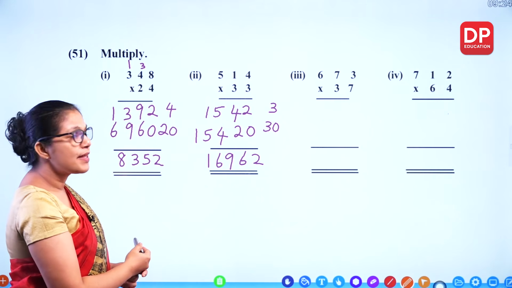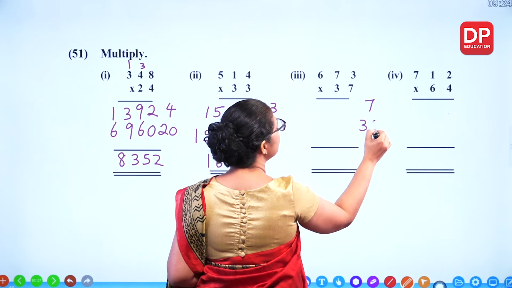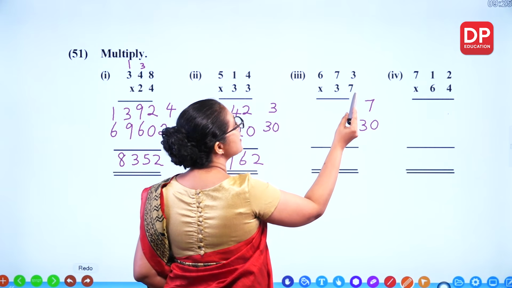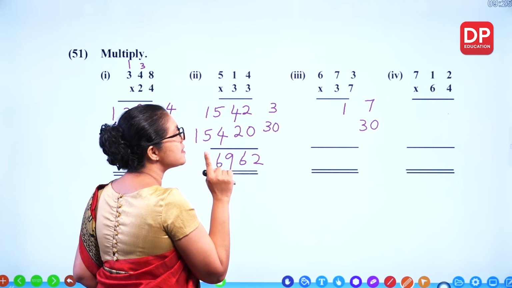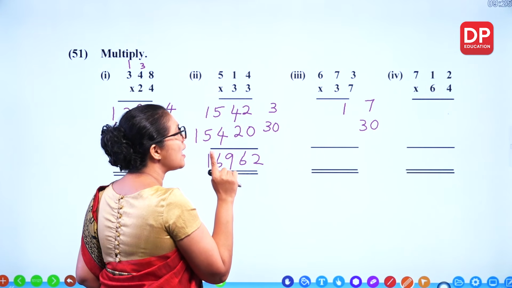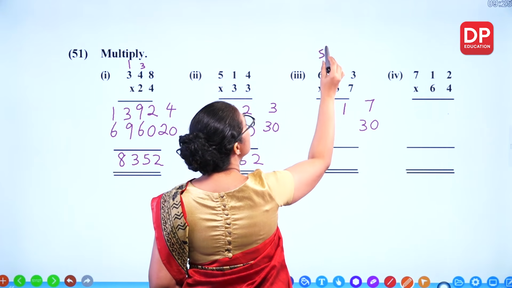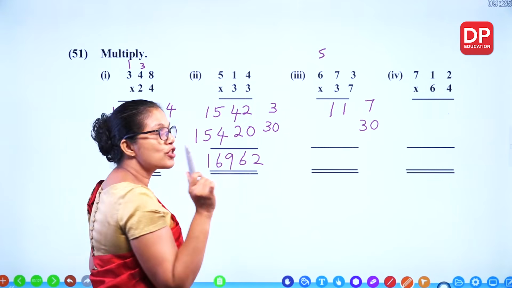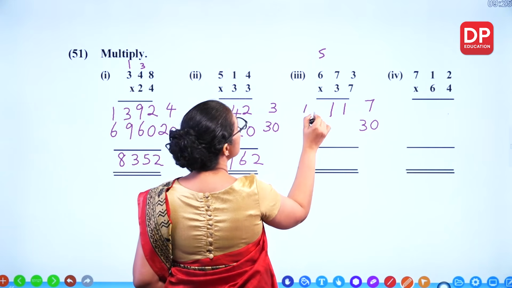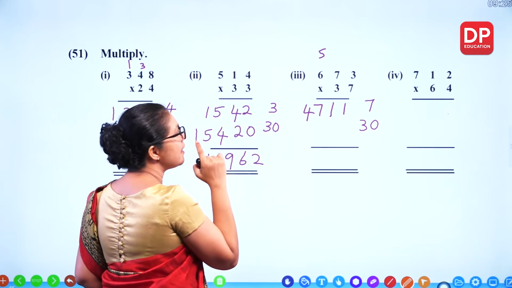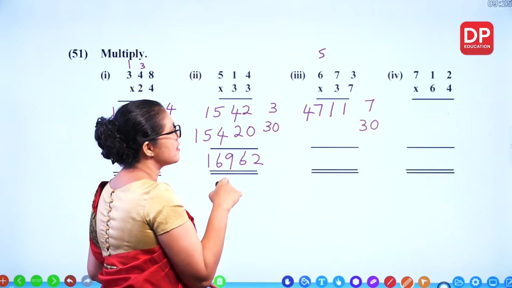How do you multiply by 37? 7 and 30. Multiply by 7. 7 times 3, 21. 2 remaining. 7 times 7, 49. 49 plus 2, 51. 5 remaining. 7 times 6, 42. 42 plus 5, 47. If you can't do that at once, make sure that you do it separately and write down the answer.